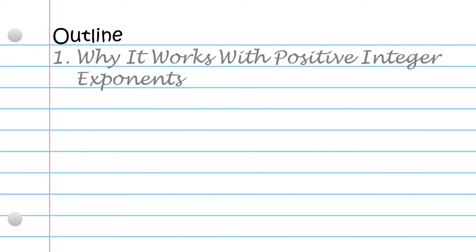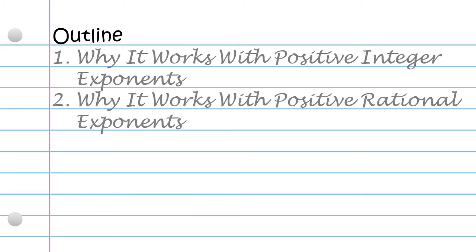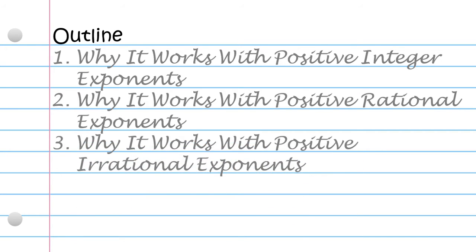So first I will explain why it works with positive integer exponents or counting number exponents, then why it works with positive rational exponents or positive exponents that can be written as a fraction, and then why it works with positive irrational exponents. Now note I do not have this for zero exponents or negative exponents. The definitions for zero exponents and negative exponents come from this property, and I explain why the definitions are what they are later in this set of videos.